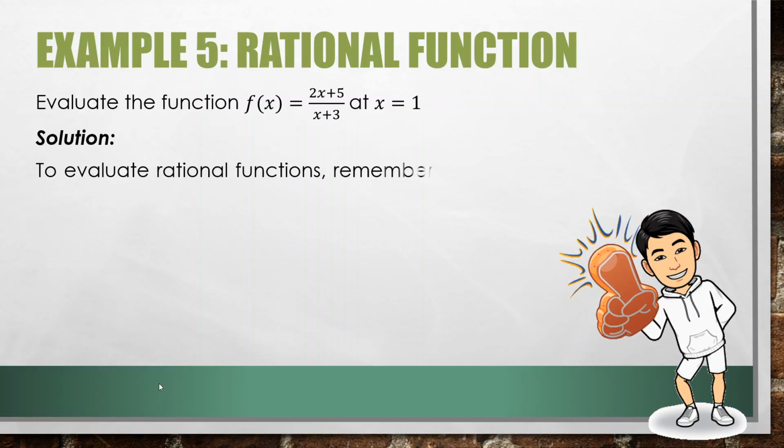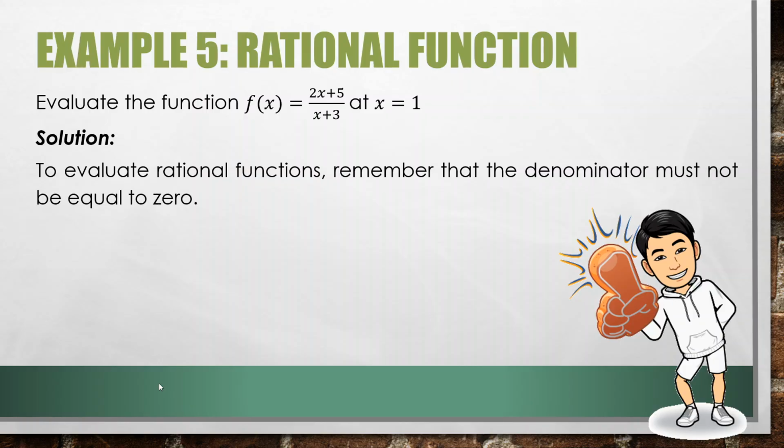So, to evaluate rational function, remember that the denominator must not be equal to 0. So, pagka tayo ay nagsosolve ng rational function, kailangan yung ating denominator, yung nasa baba natin, nasa ilalim na function, kailangan hindi siya magiging equal to 0. Bakit? Kapag nag-equal to 0 siya, ang ating buong equation ay magiging undefined. So, ibig sabihin, hindi natin alam kung anong magiging value niya, kung positive ba siya or negative. So, that is undefined. Hindi natin ma-define kung ano yung magiging value ng ating function. So, kailangan hindi siya magiging equal to 0.